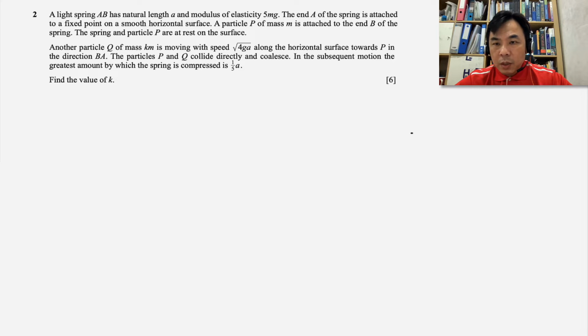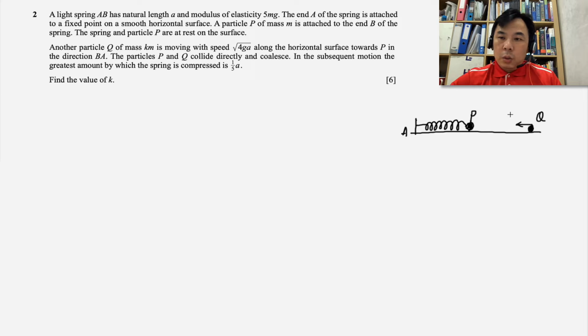We have a spring. Generally, this is a spring fixed here at A, attached to a particle, for instance. And then there's another particle. Sorry, this is particle P, this is particle Q.